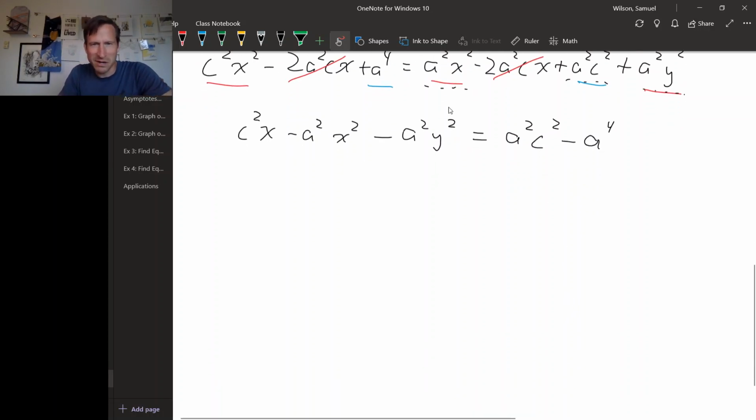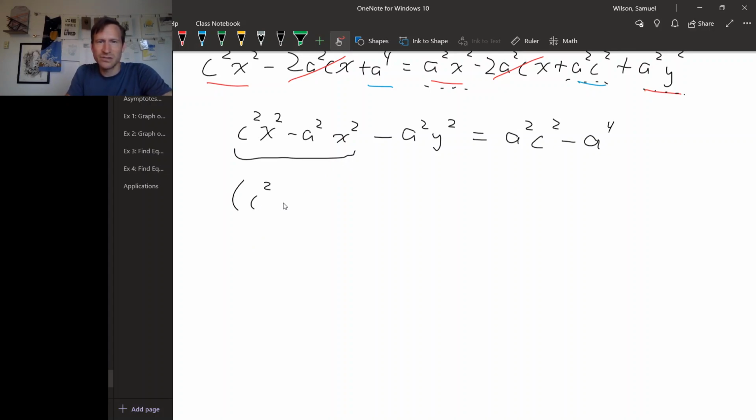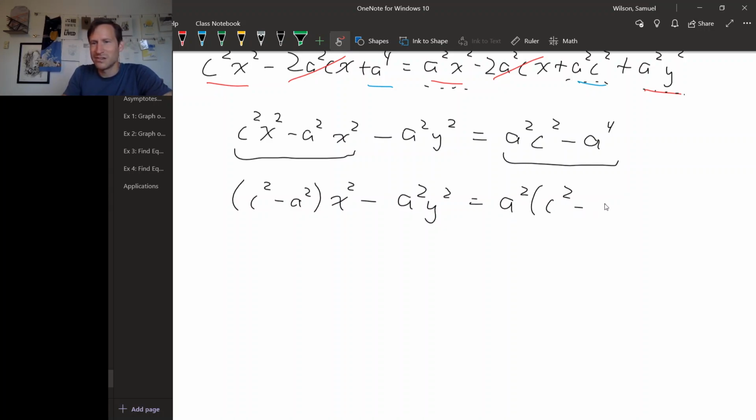This looks like it's getting better, but I see there are some common factors we can factor out. In these first two terms, we could factor out the a², so that gives us (c² − a²) times x² − a²y² equals, and on the right, looks like we could factor out a². So that's a² times (c² − a²).